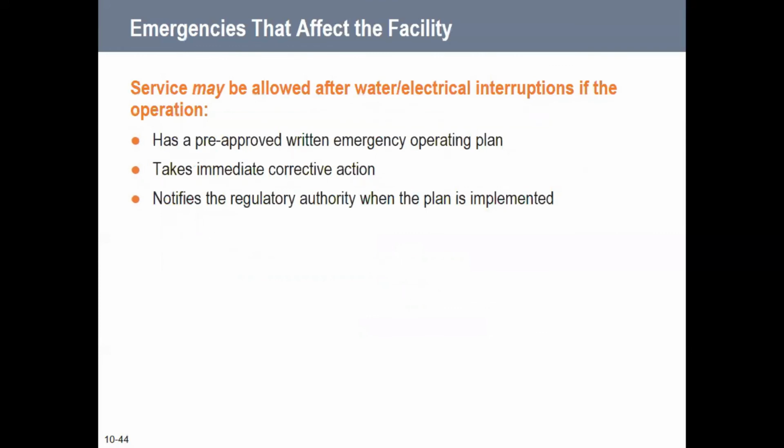If you have water or electrical interruptions, you can restart service if you have a pre-approved written emergency operating plan, you take immediate corrective action, and you notify the health department when that plan has been implemented. That's another big one we don't think about.